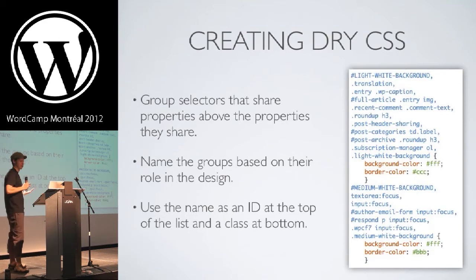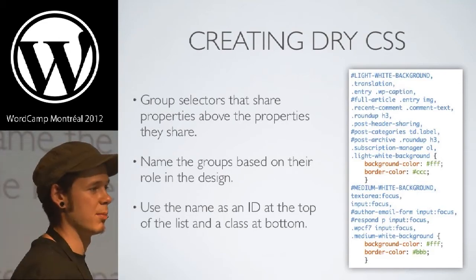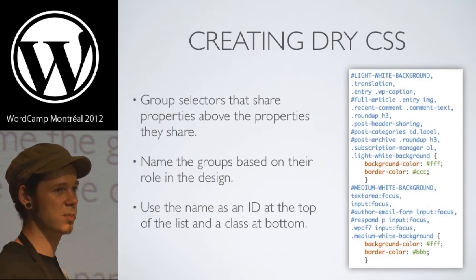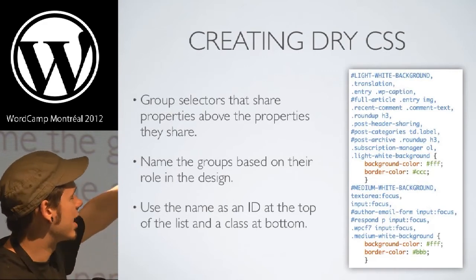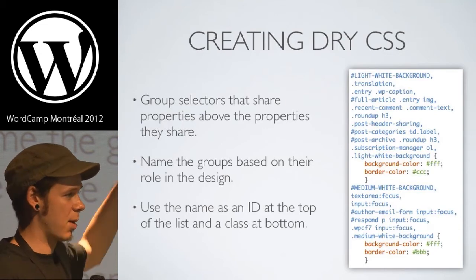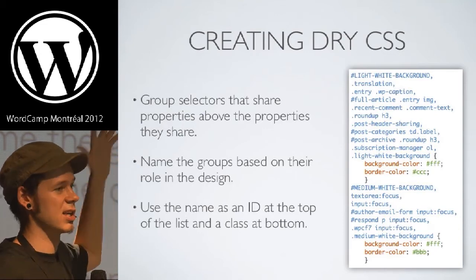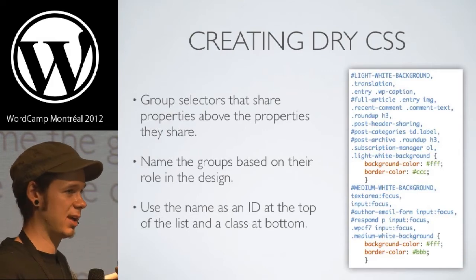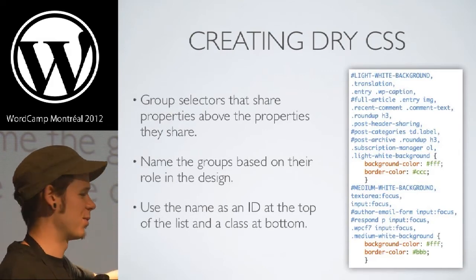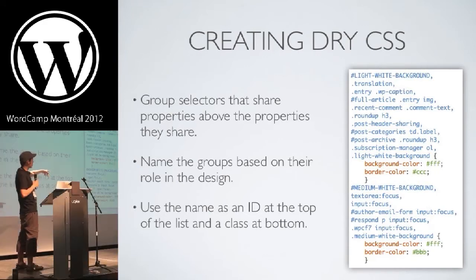The second part is to name them. So you have to come up with a name. And like I said, I don't promote my names as what you should use, but the idea is just to have an abstract reference to what those styles represent and come up with a name for it, so that it shows up in the inspector when you look at it to see what the style is. So in this case, I have light white background and medium white background, which is actually confusing, but they're different shades of gray border.